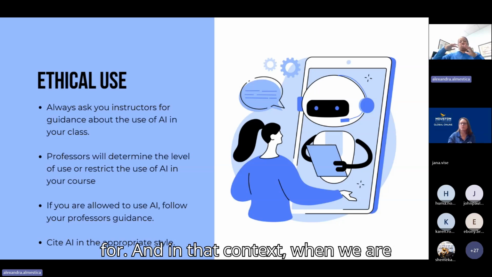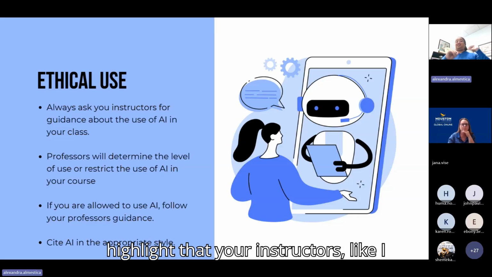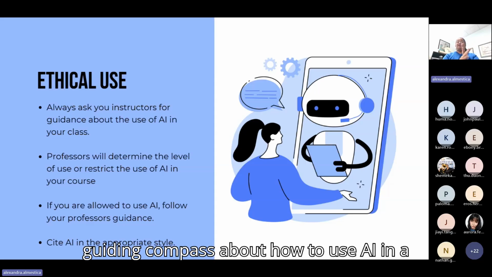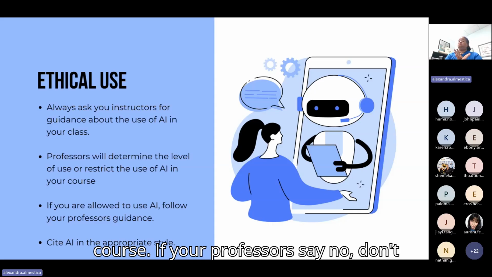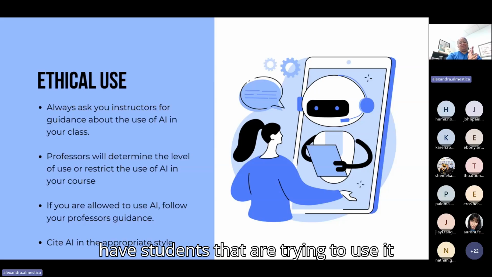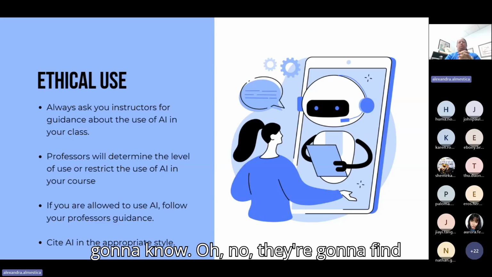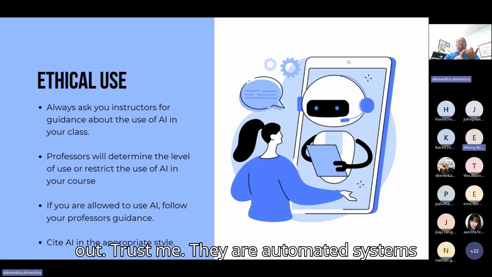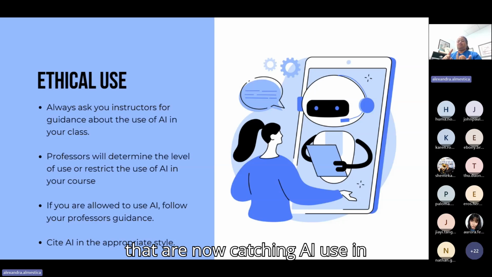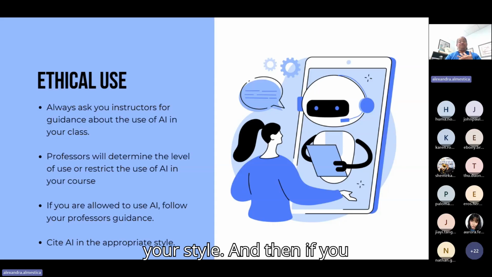And in that context, when we're talking about ethical use, I want to highlight that your instructors, like I said at the beginning, are your guiding compass about how to use AI in a course. If your professors say no, don't do it, because we are going to get in trouble. And it's happened. Sometimes we have students that are trying to use it, thinking, oh, the professor's never going to know. Oh no, they're going to find out. Trust me. There are automated systems that are now catching AI use in writing, right? And then there's also your style. And if you can use it, you must cite it.